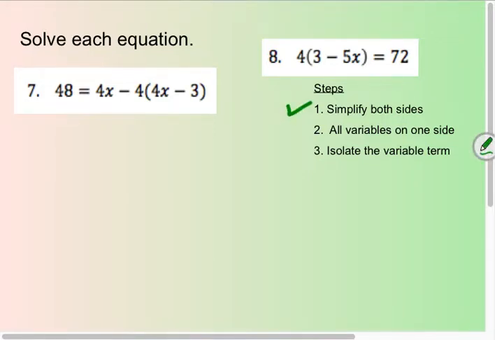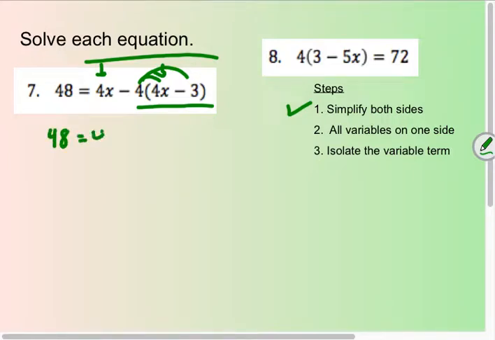So we're going to have to do some simplifying here. Get rid of these parentheses, and then there's an x term here and here. They're both on the right-hand side, so I'm going to eventually combine those 2 terms together. But first, using the distributive property here to get rid of parentheses: 48 equals 4x minus, okay, negative 4 times 4x is negative 16x. Negative 4 times negative 3 is positive 12.